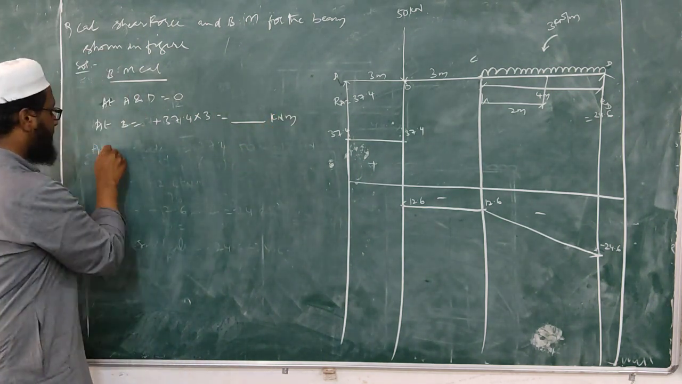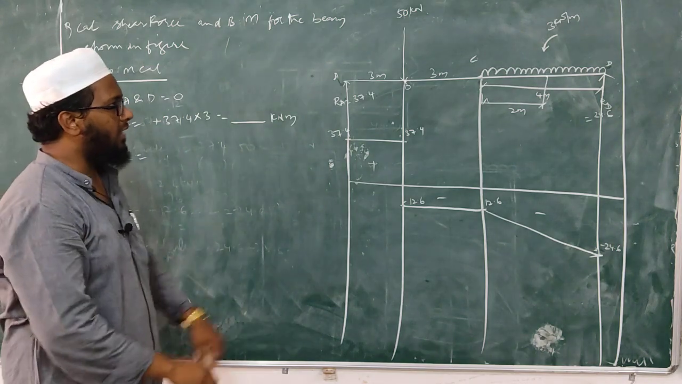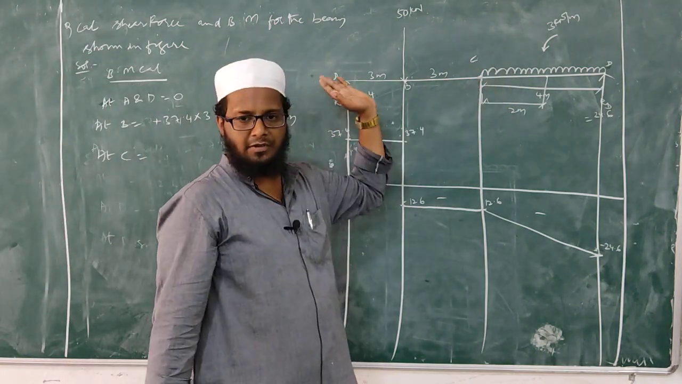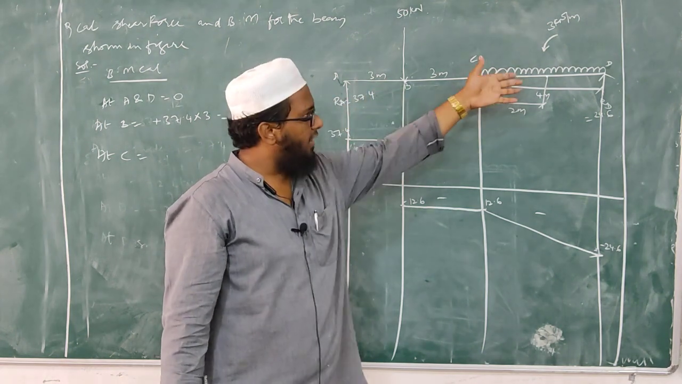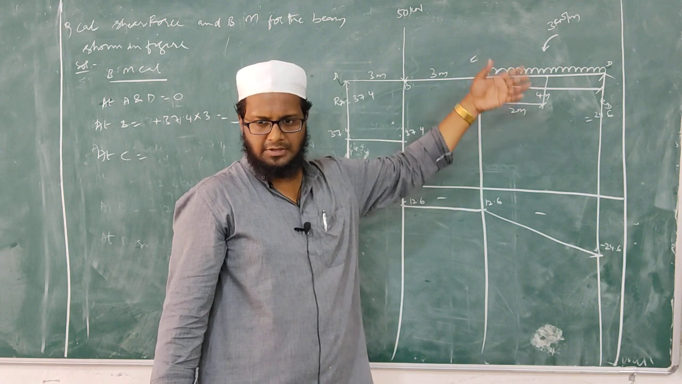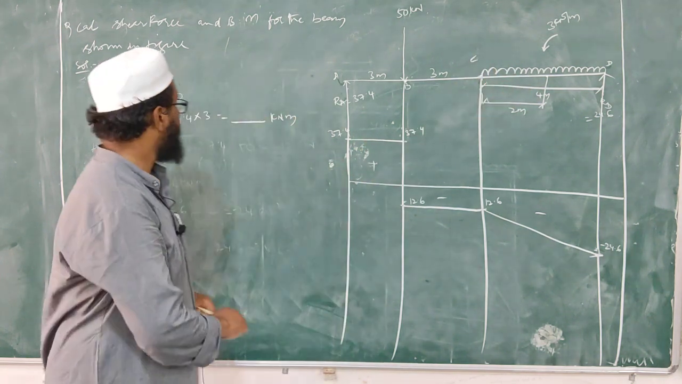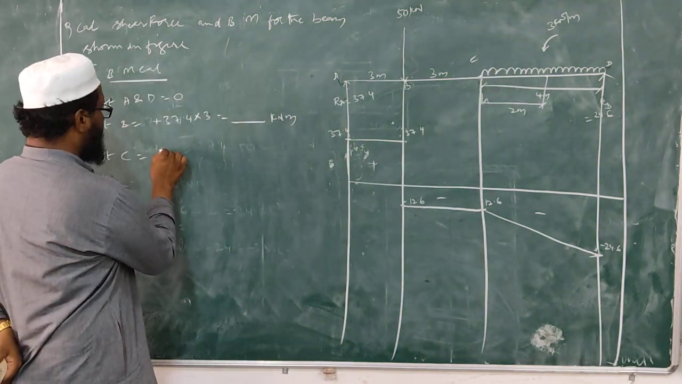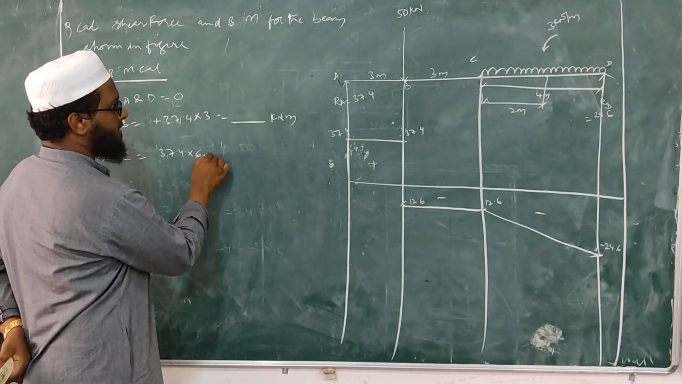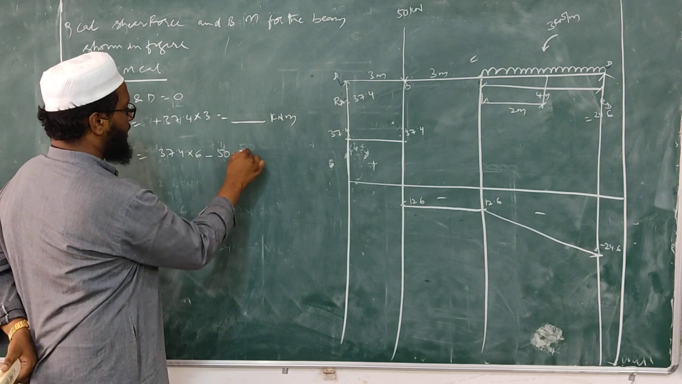Then at C, either you calculate from left side or right side. Here what I will do, I will try to calculate from left side only, because we have two point loads. We have UDL there, so much of confusion, so many obstructions are there. So better we will try to take it. Okay. So 37.4 into perpendicular distance is 6 minus 50 into 3.